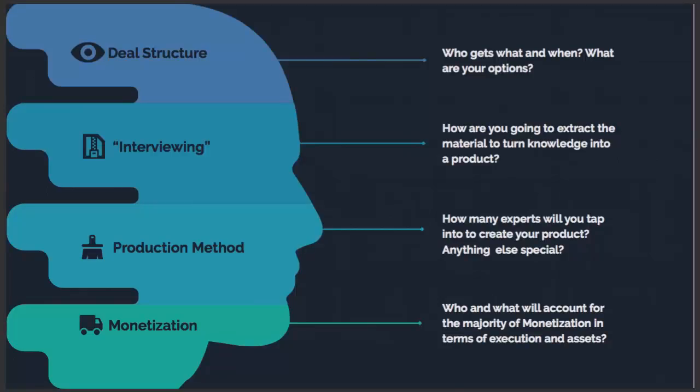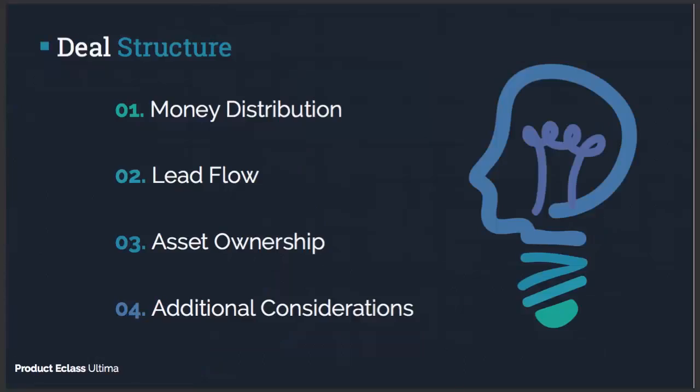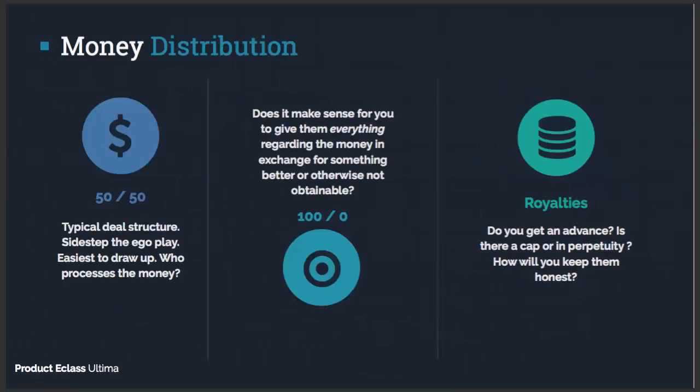The four main parts that we'll discuss throughout this module are deal structure, interviewing them to get the content, how we're going to produce it, and then specifically how we're going to monetize it. When it comes to deal structure, we have to talk about how the money will be distributed, who gets the leads, who gets the other assets, and some additional considerations.